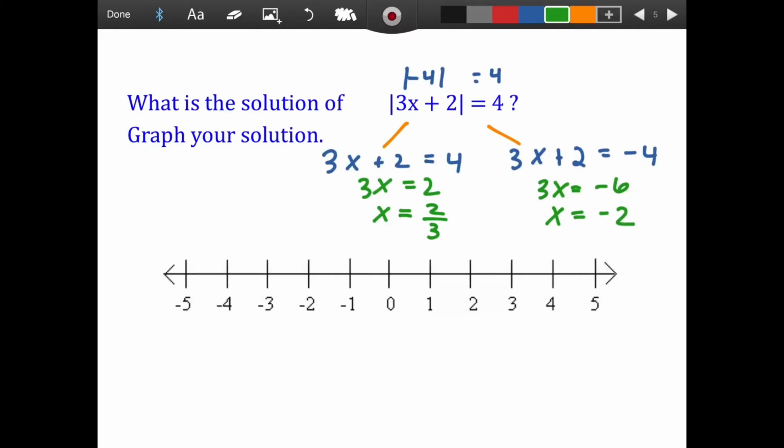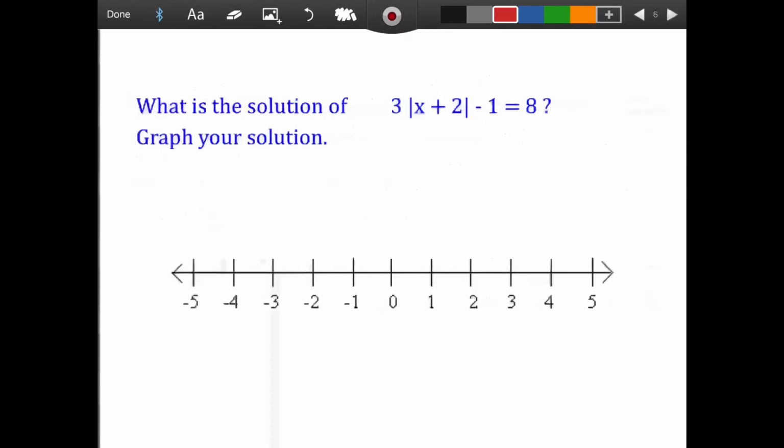So into our original equation, we can plug in 2 over 3 for x, or negative 2 and get the solution of positive 4. So to graph on our number line, we are going to plot both of these points. One x value is at negative 2, so I'm putting a closed circle at negative 2. The other x value is at 2/3, so that's between 0 and 1, closer to 1 on your number line. And you can always check by plugging back into your original equation.